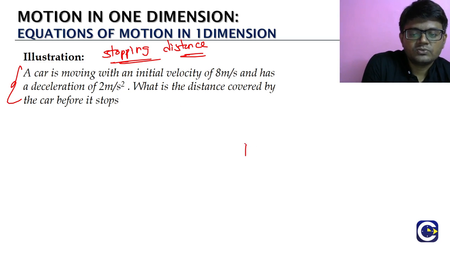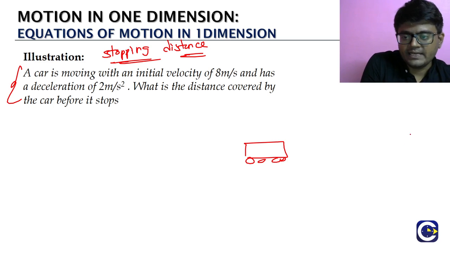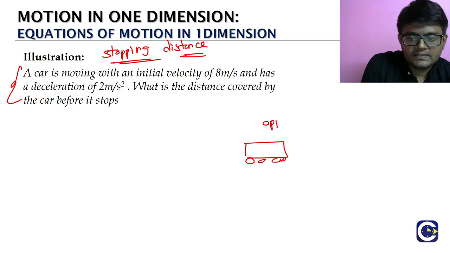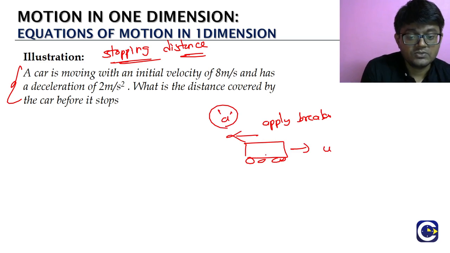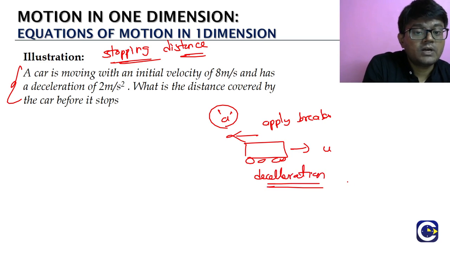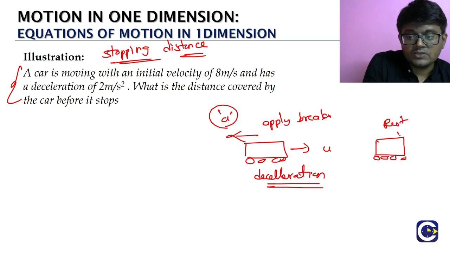Stopping distance means, if you have a car or vehicle moving and we see some obstacle or a red light, then we apply the brakes. When you apply the brakes, the car is going to get decelerated. Its velocity is in the forward direction, and the brakes create an acceleration in the opposite direction. This is the case of deceleration. The velocity will keep on decreasing and finally it will come to rest. The final velocity will be 0, and it is getting stopped.